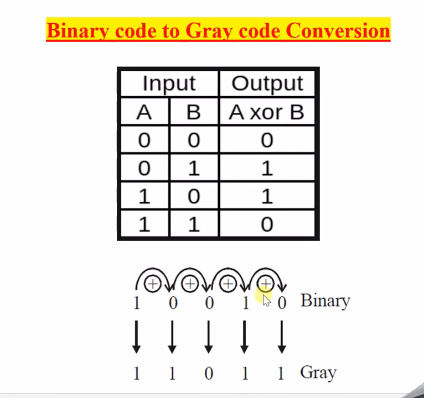Otherwise, there are another two methods. We can draw a table, and then from the table you have to identify the binary to gray code format.